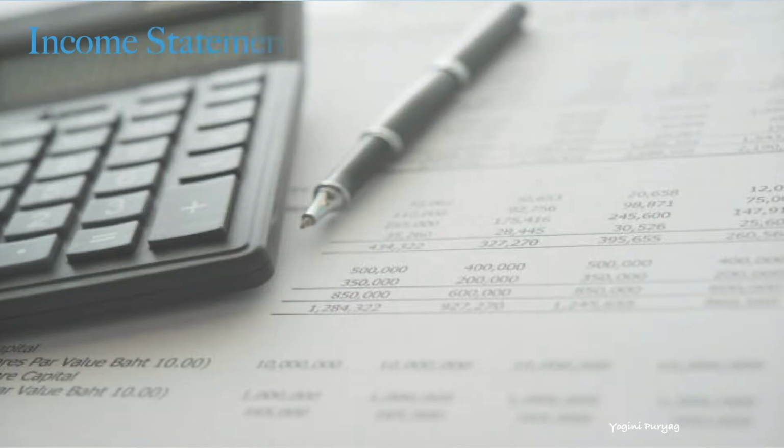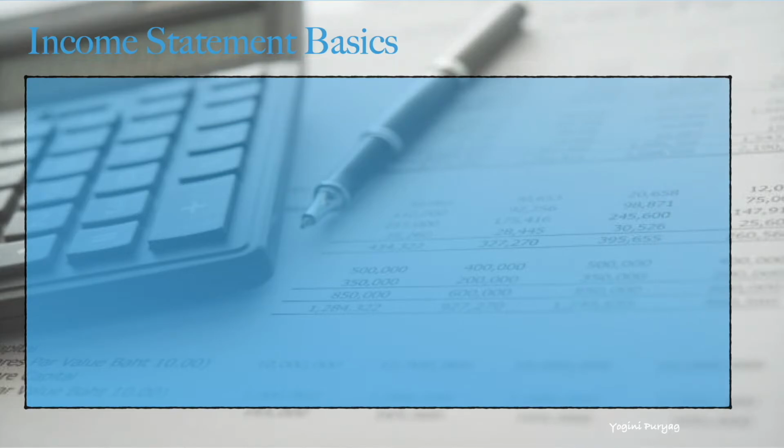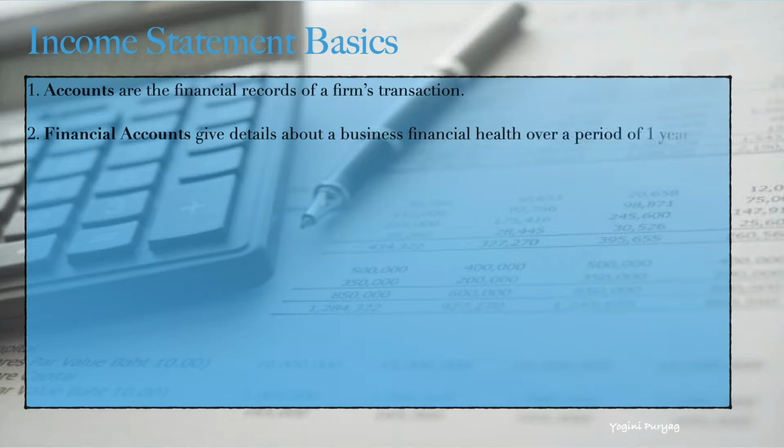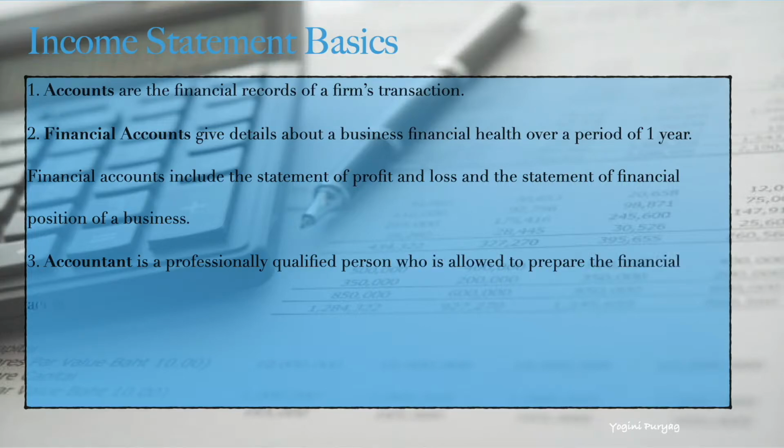Income Statement Basics. One, accounts are the financial records of a firm's transactions. Two, financial accounts give details about a business's financial health over a period of one year. Financial accounts include the statement of profit and loss and the statement of financial position of a business. Three, an accountant is a professionally qualified person who is allowed to prepare the financial accounts of a business by using accurate records of financial transactions of the business.